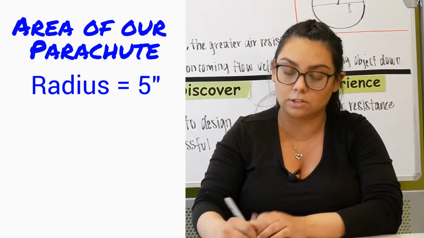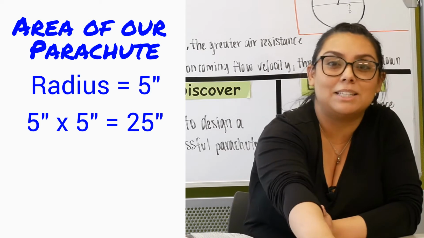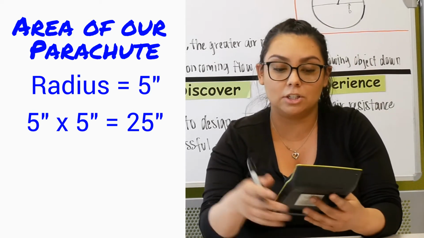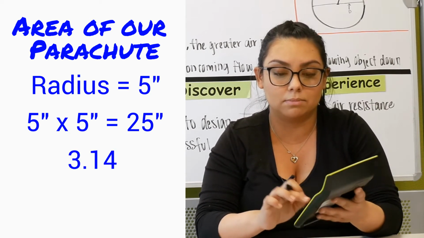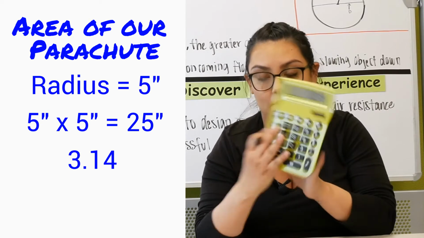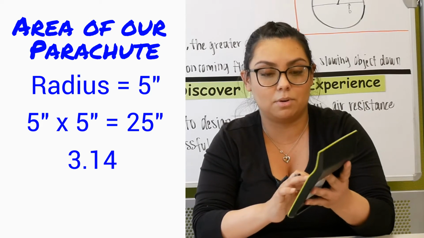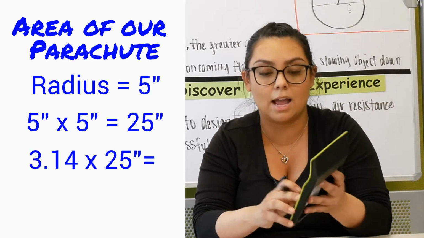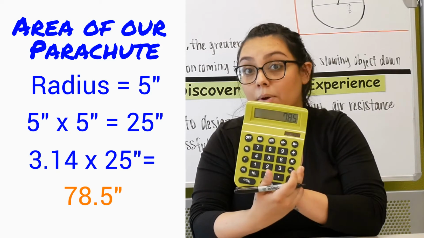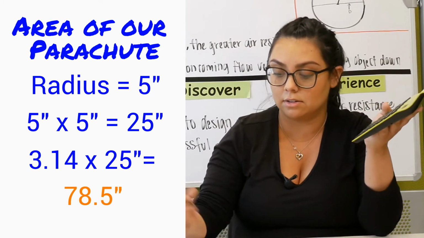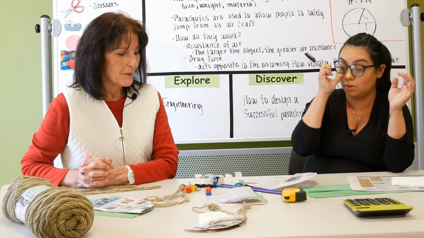And we're gonna square that. So 5 times 5 is going to be 25. Yes. Now this is where a calculator comes in handy. So this is optional, but I'm going to use it. We're gonna go ahead and do 3.14, times 25, or multiplied by 25. So we got 78.5. That is the area of our parachute. So now we can actually get into the activity.